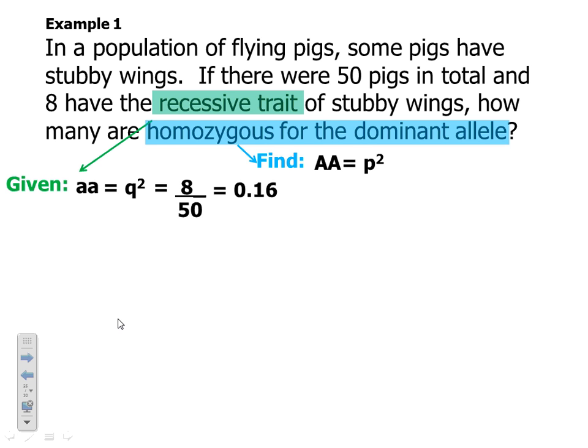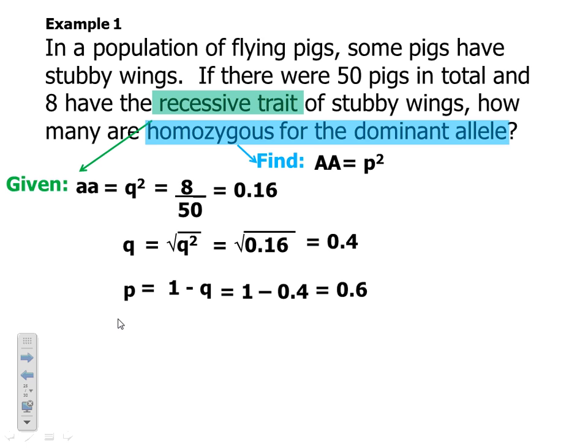Remember, our next step is to go to Q. Q is the square root of Q squared, which is 0.4. Next step, we can find P. P is 1 minus Q, which is 0.6. And finally, we're at P squared. We're going to square 0.6 to get 0.36. And we'll read the question to see, are we done?